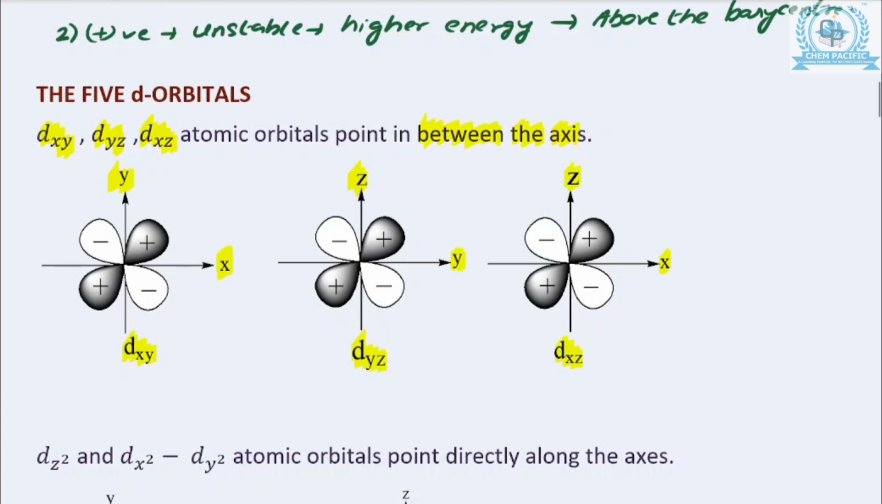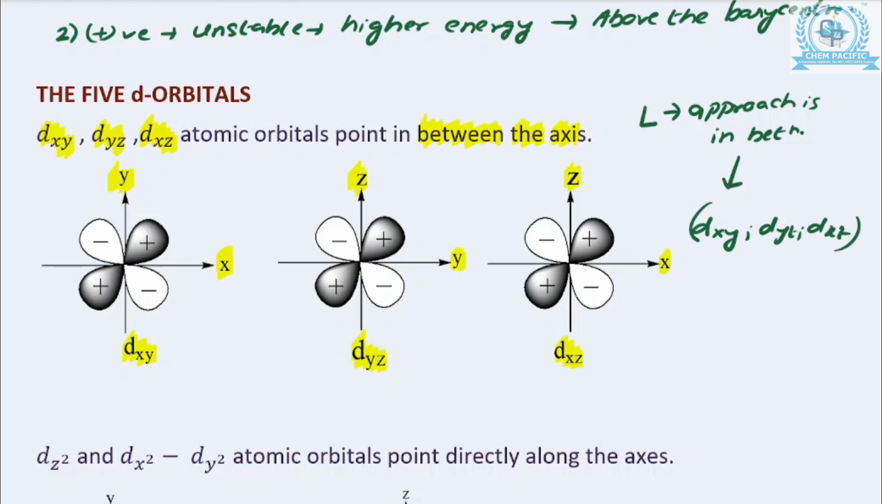It means whenever any ligand approaches in between the axes, then the orbitals dxy, dyz and dxz experience maximum repulsion, and therefore they are going to be energetically high.